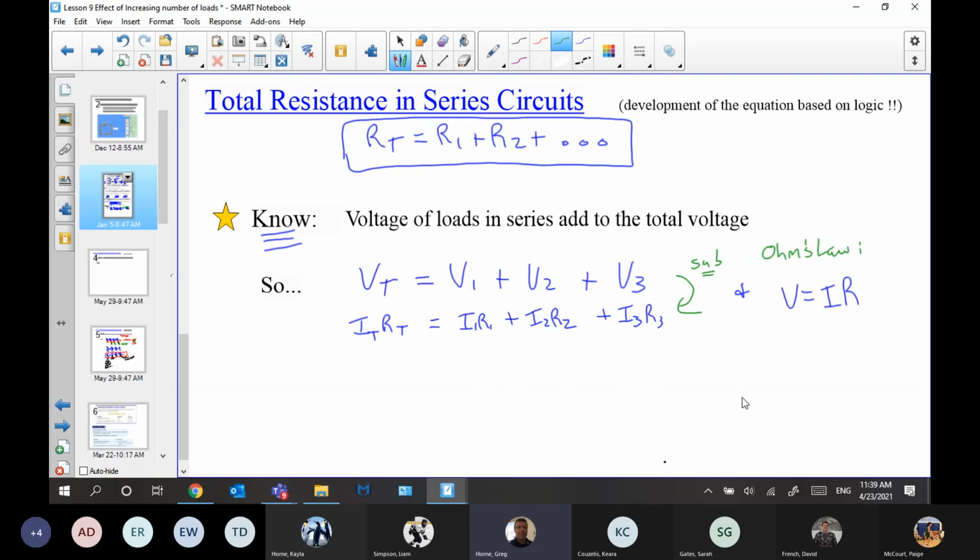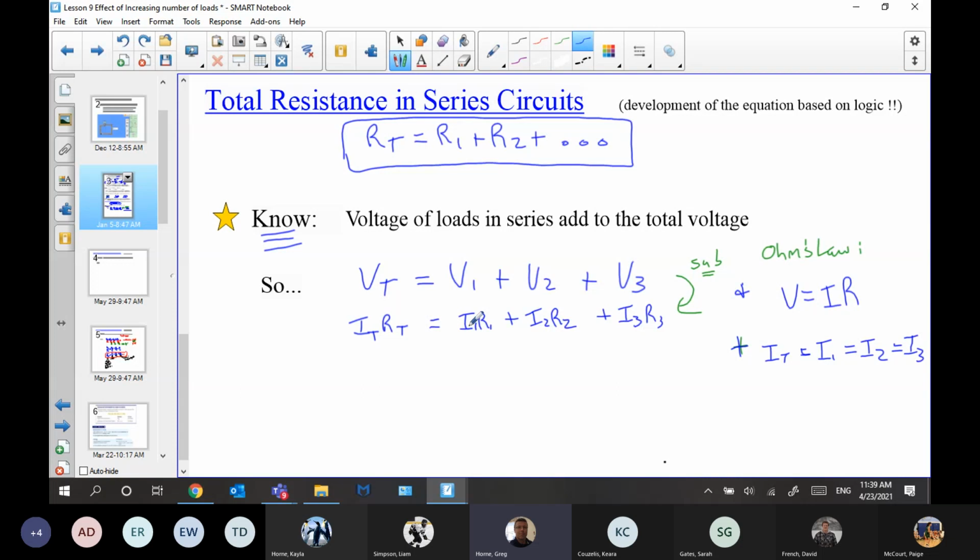And then the thing that makes this work is we also know, so I'm going to say plus, we know that the current is the same everywhere. That was one of the things I encouraged you to look at. So plus, we know that the total current is the same as the current through each spot, I1, and it's the same as I2, and it's the same as I3.